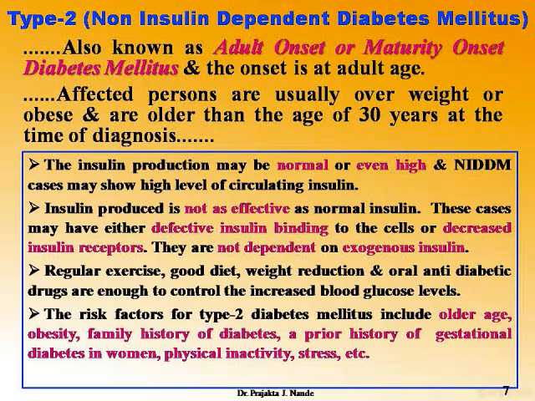Now coming to non-insulin dependent diabetes, that is type 2 diabetes, which is also known as adult onset or maturity onset diabetes, and the onset is at adult age. Affected persons are usually overweight or obese, and they are older than the age of 30 years at the time of diagnosis. The insulin production among these cases may be either normal or even high, and they show high level of circulating insulin, but that insulin is not as effective as normal insulin, and these cases may have either defective insulin binding to the cells or decreased insulin receptors on the cell surfaces.